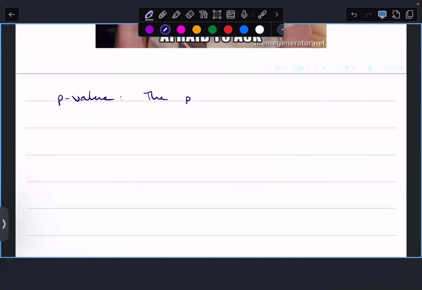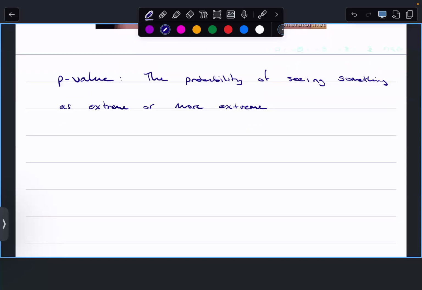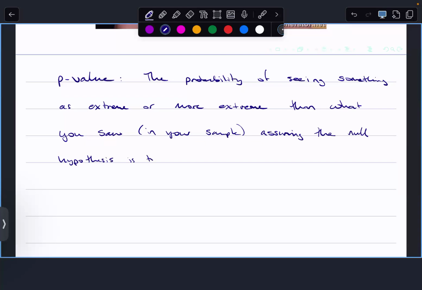So the p-value is the probability of seeing something as extreme or more extreme than what you saw in your sample, assuming the null hypothesis is true.